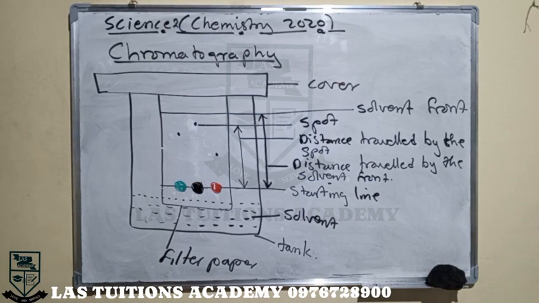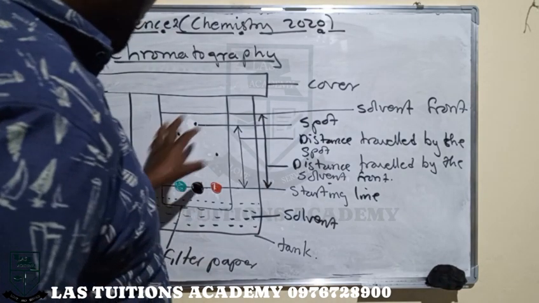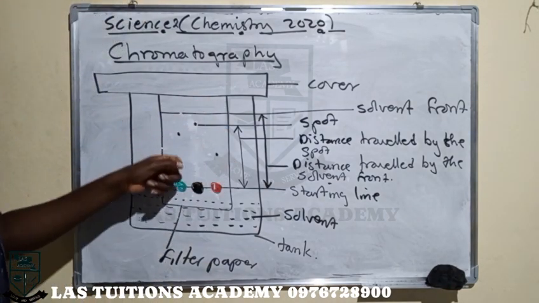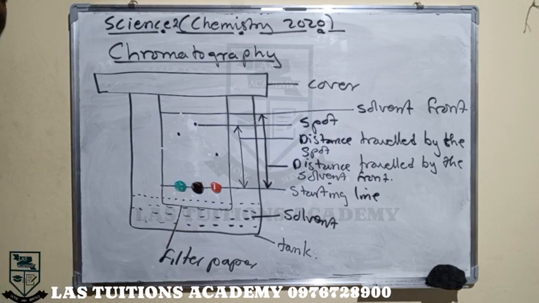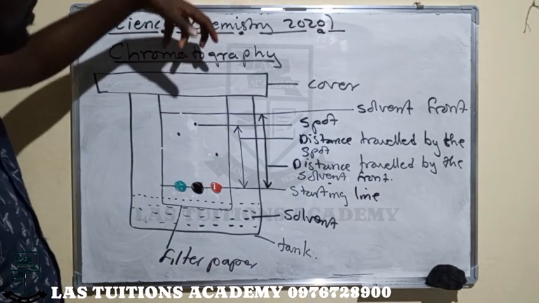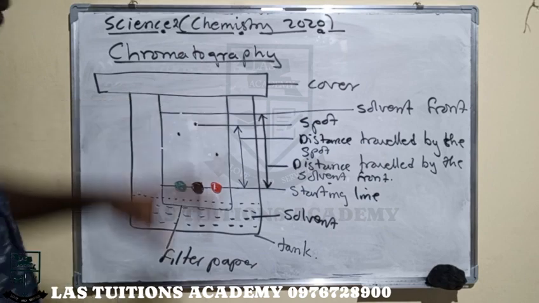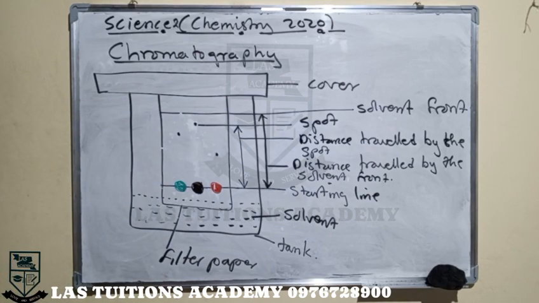We don't know what sugars these are, but we have 3 of them. So now, you may not see on the paper to say this one has ended here, this one has ended there. So now what we do is you have to spray what we call a locating agent. So you remove this paper and spray what we call a locating agent.